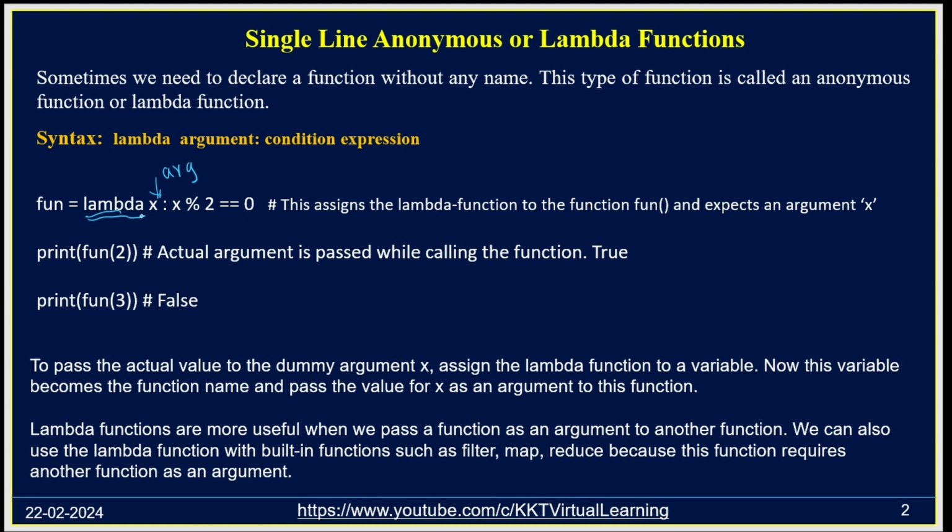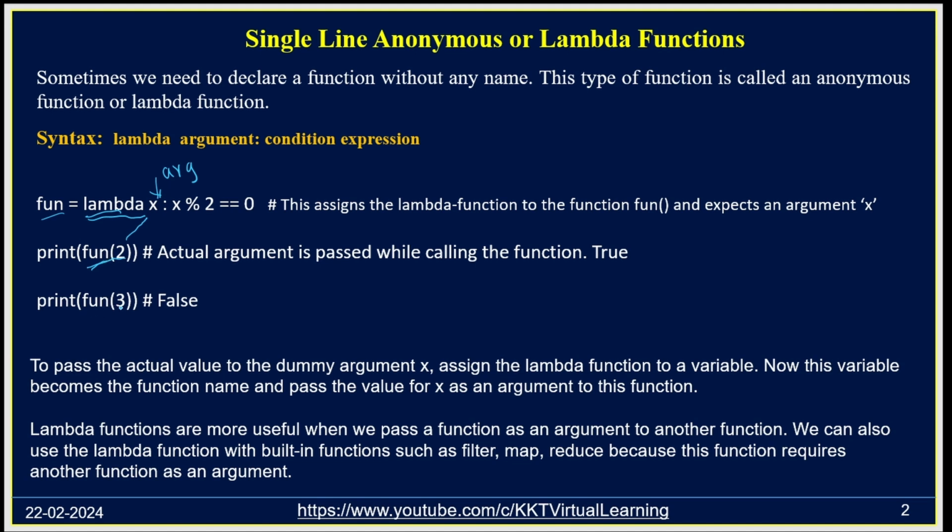This lambda function is assigned to fun, so fun is acting as a function and the argument to be passed to this function is x. So you call fun, which in turn will call the lambda. You are passing 2, so x is 2. So 2 % 2, that means the remainder is 0. So this is true, and true will be returned by fun(2). So when you print the returned value, it will be true.